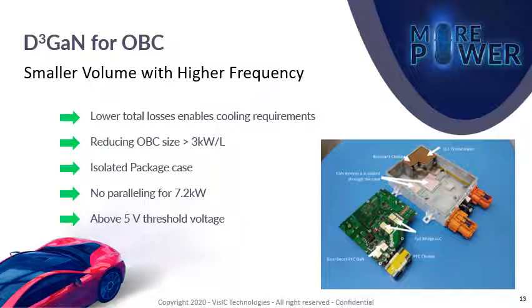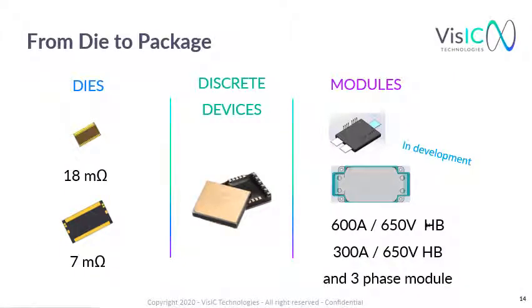The reference design VisIC has developed in the past shows power density increase possible with 200 kHz switching at the PFC, even while the GaN devices are cooled through the case and not directly placed on the cold plate. As always, a high threshold voltage of above 5 volts helps in achieving the mentioned performance. VisIC is focused on lower RDS(on) high current products, with the 18 milliohm device available now, and the 7 milliohm device will be released for sampling in the first quarter of 2021.